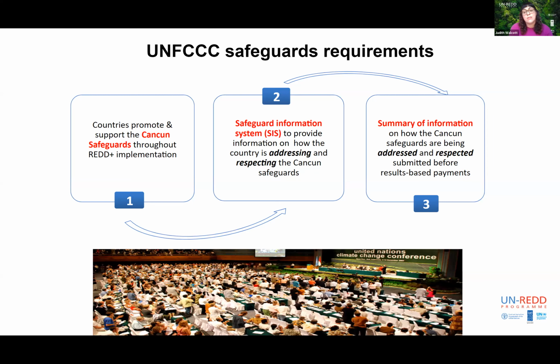So an information system needs to be developed to report on both aspects, the addressing, what is on paper to support the safeguards, and respecting, what is actually happening on the ground. Countries who wish to engage in REDD+ and receive results-based payments must also develop periodic summaries of safeguards information, which report on how the safeguards are being addressed and respected. So these are the three main safeguards requirements for REDD, and all of them need to be met in order for countries or jurisdictions to receive results-based payments.